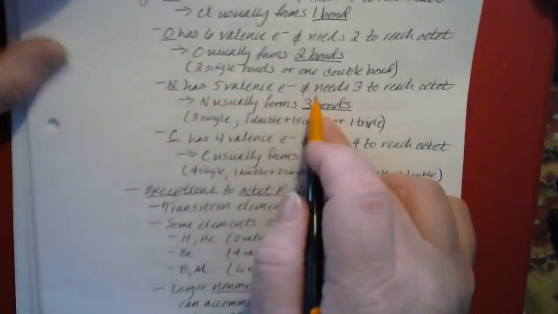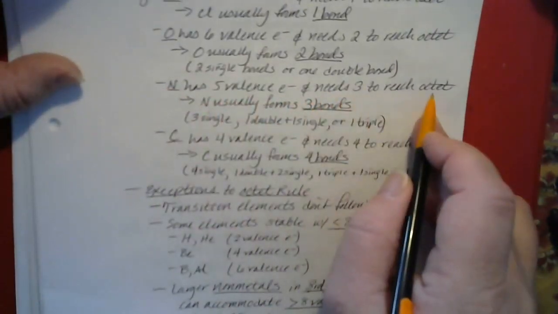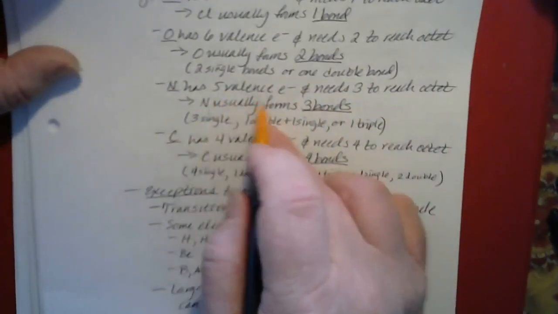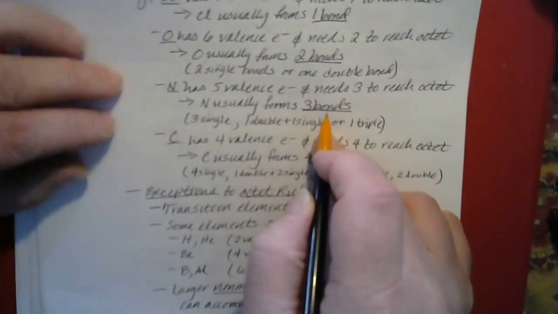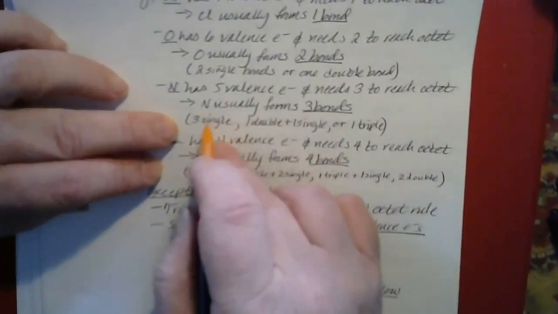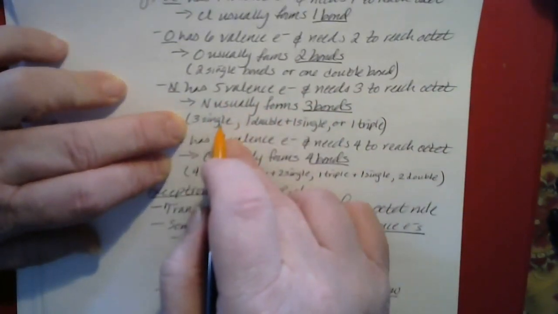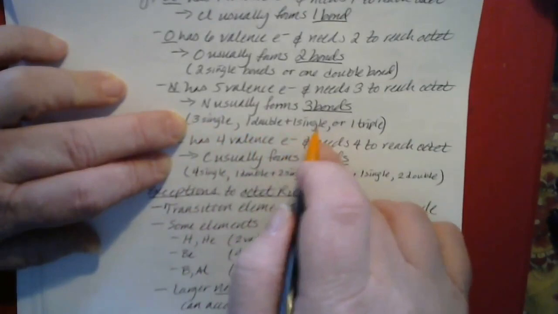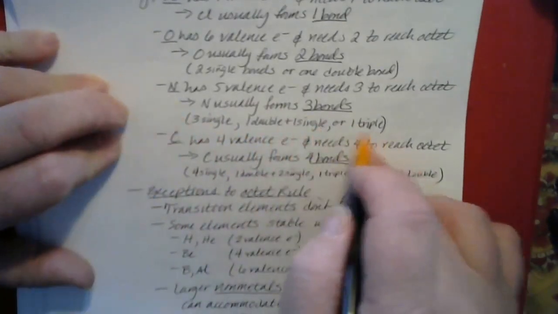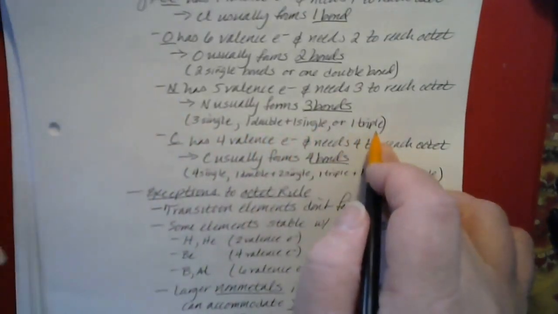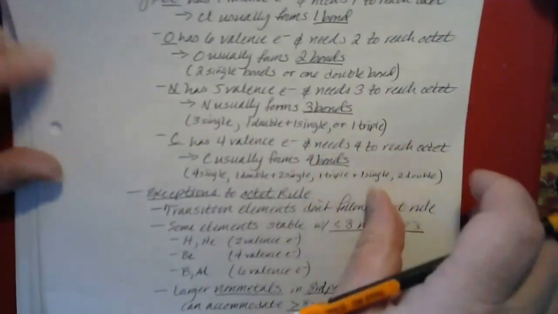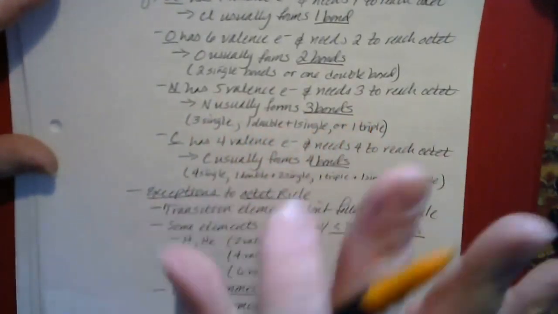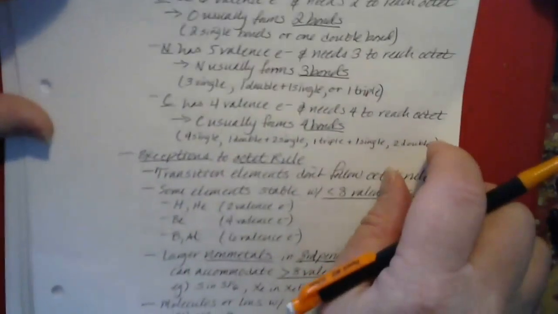Nitrogen has 5 valence electrons and it needs 3 more to reach an octet. That means nitrogen almost always forms 3 bonds in its compounds. And those 3 bonds could be 3 single bonds, or it could be one double bond and one single bond, or it could be one triple bond like it forms with other nitrogen atoms. But either way, the number of bonds around the nitrogen will almost always add up to 3.